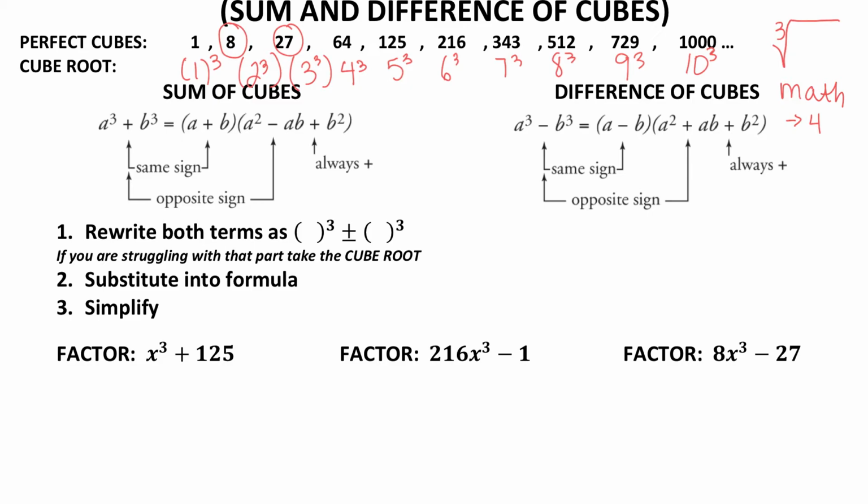So if you have a sum of cubes, let's look at that for a second. A sum of cubes is when you have something cubed plus something cubed. You're going to use this formula. Whatever your A is, you're going to do A plus B. So take your A and your B and just write it as one factor with a plus sign in between them.